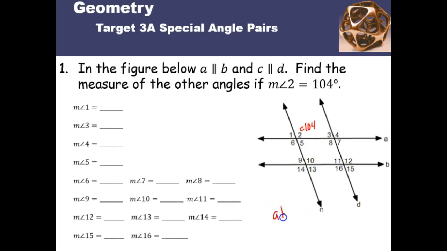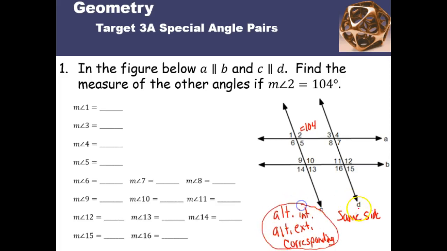Remember, there's alternate interior, there's alternate exterior, there's corresponding, and there's same side or consecutive interior. So these three are equal when the lines are parallel. Same side interior or consecutive interior add up to 180.